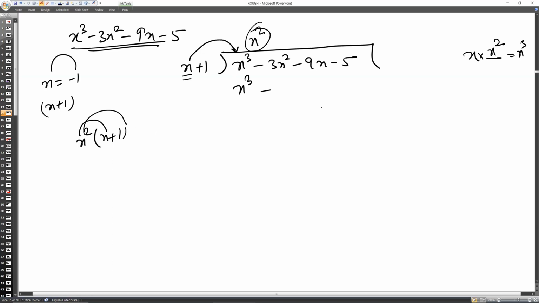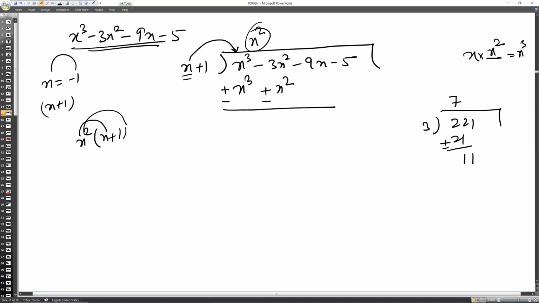Then the next step is, as we multiply something, like when dividing 221 by 3, what do you do? 7 3s are 21. And then what's the next step? If it is positive sign, you change it to minus. Then you get 1 and 1. The same thing you have to do here: if it is positive sign, then change its sign. If it is positive, then it is negative. If it is negative, then it will become positive, the opposite sign.